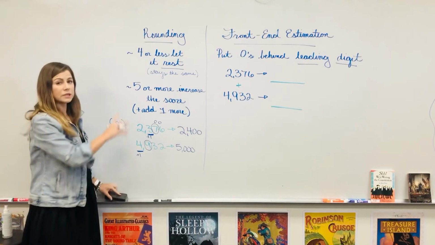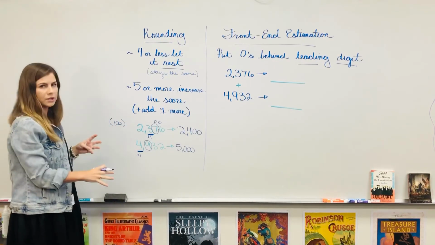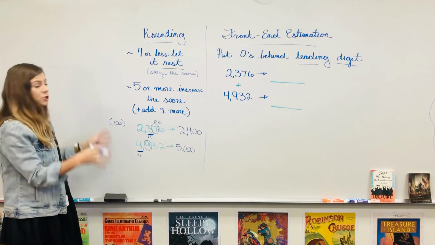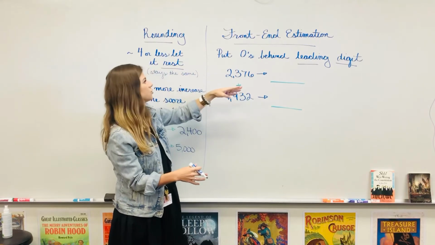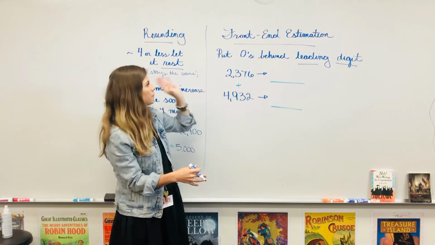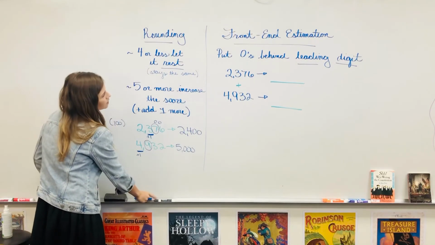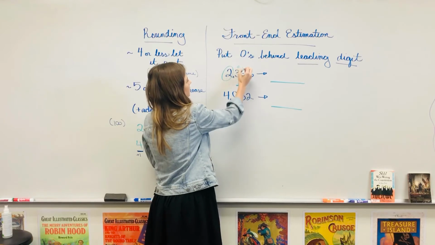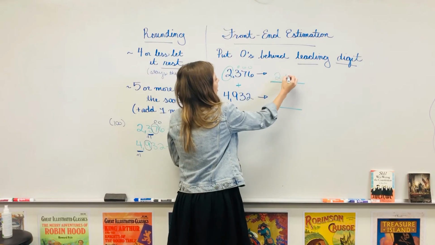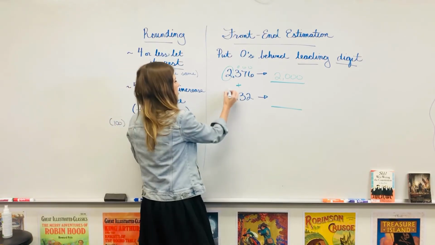Rounding is actually the more difficult of the two. You have to follow the rules and figure out what you're rounding to and figure out which one you round to, whereas front-end estimation, all you have to do is look at the leading digit and then put zeros behind it. So for example, we have the number 2,376, circle 2,000, add zeros. It's just 2,000.